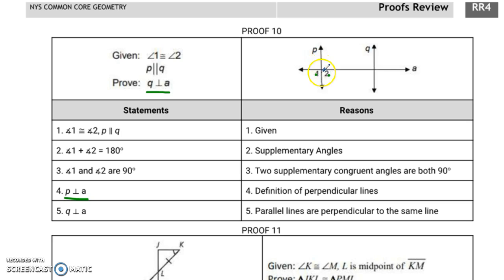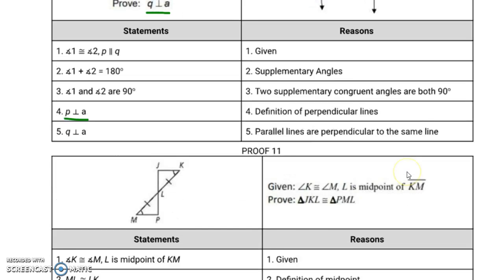Well, if this line is perpendicular to this line, then any line that's parallel to P is also going to be perpendicular to this line. That's what it says here. Parallel lines are perpendicular to the same line. There are other ways to say it, but this is probably the most straightforward way to say it.